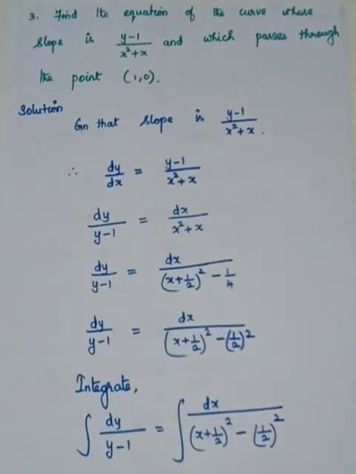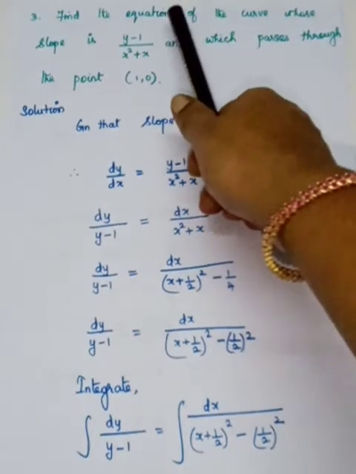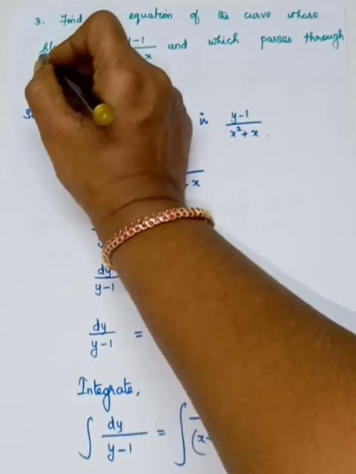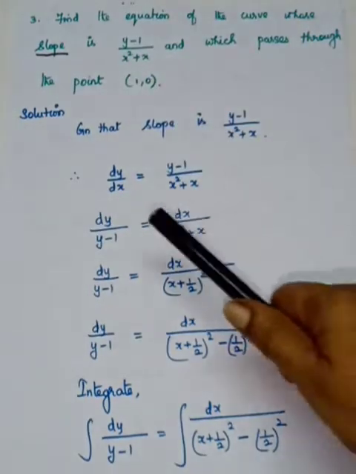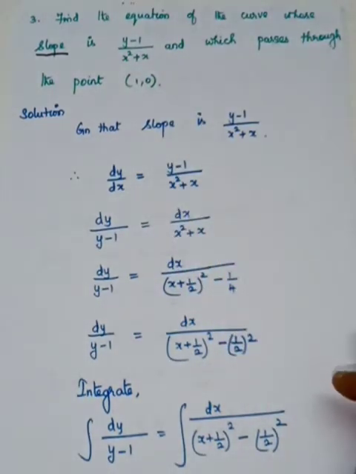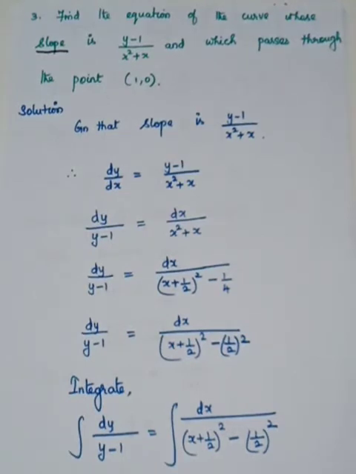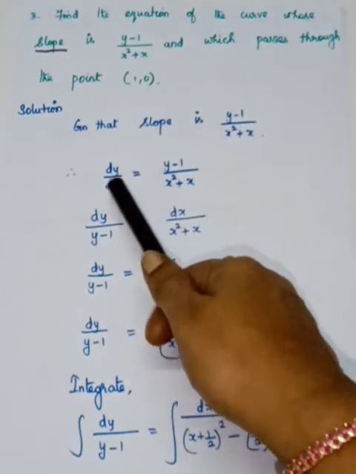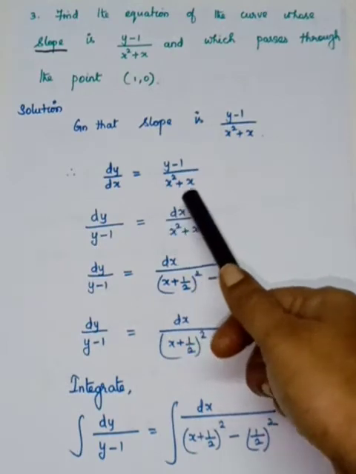And the third one: find the equation of the curve whose slope is (y minus 1) divided by (x squared plus x), and which passes through the point (1, 0). Find the equation of the curve. So we have to find the equation of the curve whose slope is given. If the slope is given, we can write that as dy by dx. Slope usually we denote as m. So m is equal to, as we have learned in differential calculus, dy by dx at the point. So the slope is given, therefore dy by dx is equal to (y minus 1) divided by (x squared plus x).